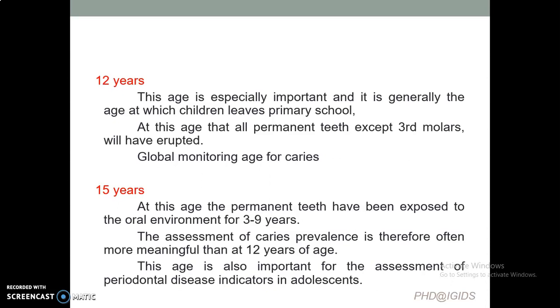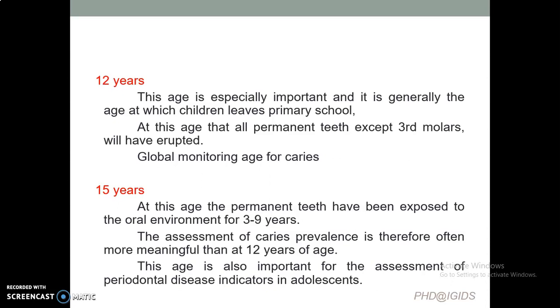And this is all teeth except third molars would have erupted. And this age is known as the global monitoring age for dental caries. 12 years is known as the global monitoring age for dental caries. An important viva question. Next is 15 years.